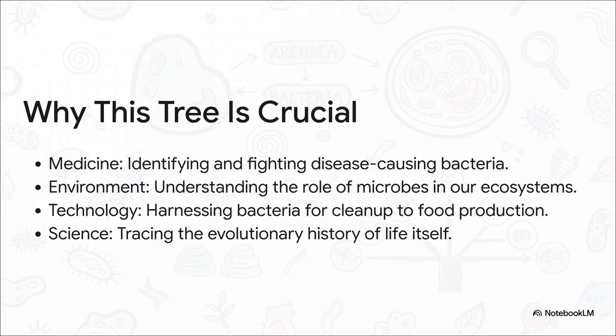In medicine, if you know a pathogen's relatives, you can design smarter antibiotics to fight it. In technology, we find unique bacteria like Thermotoga, whose enzymes can withstand incredible heat, something that's now essential for DNA research. Environmentally, this map helps us use specific microbes to clean up massive oil spills. And of course, this tree lets us read the 3.5 billion-year-old story of life on Earth.